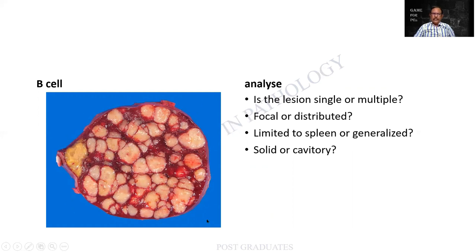And whenever you see a specimen, you please analyze, and there is a lesion. Please do analyze. Is the lesion single or multiple? In this case, it is multiple. Is it focal or distributed? It is uniformly distributed. Is it solid or cavitary? You find that the lesions are solid. So these you people can use to describe your vocabulary for the description of the specimens.